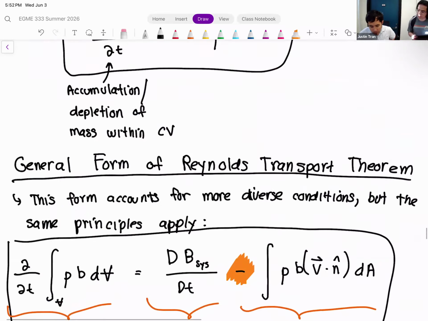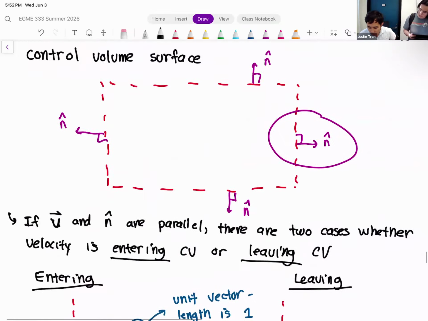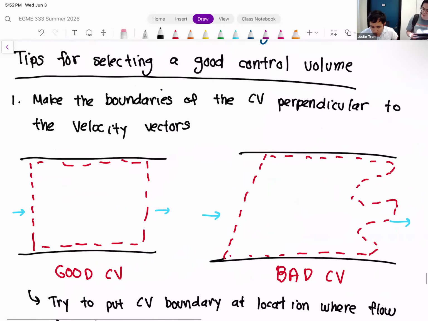So for a lot of this class, when we apply Reynolds transport, we're essentially going to be assuming that the velocity is constant across this boundary. But in reality, that's actually not the case. The velocity is going to be changing in space, and so you would actually have to integrate.